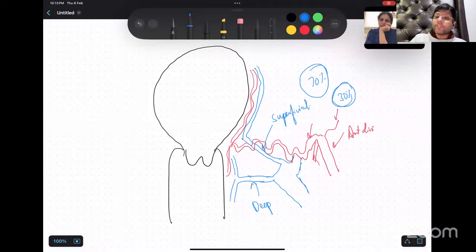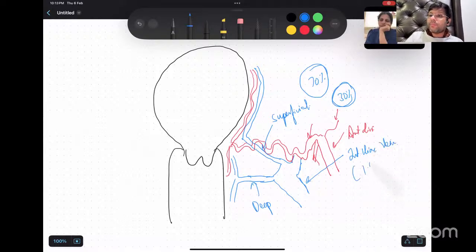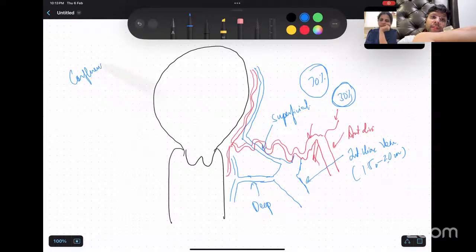What is constant is the internal iliac vein. And you know how long the internal iliac vein is? Around 1.5 to 2 centimeters. That is the only constant thing. Everything else comes and joins the internal iliac vein randomly. It is called the confluence of veins. You know why the word confluence is used?